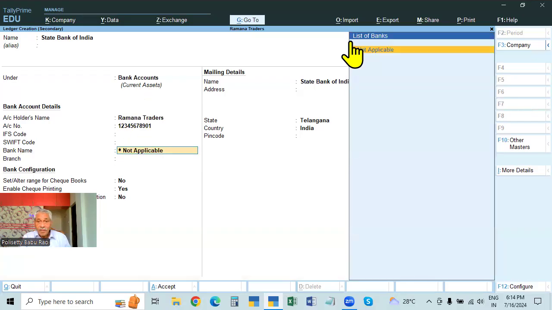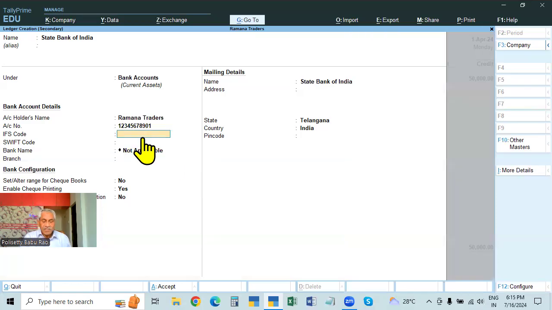So here a list of banks will come. All the banks with all the branches. All the branches means country wise: India, other countries. So State Bank of India has many branches in different states, different countries. Every bank in different countries will be shown. That we can select. But here, ours is the education mode. It will not show the list of banks.